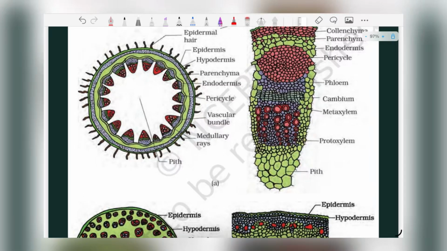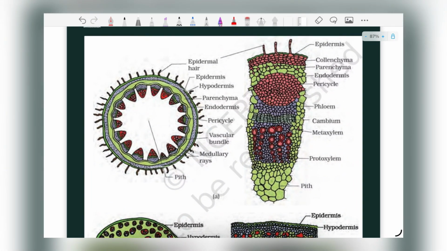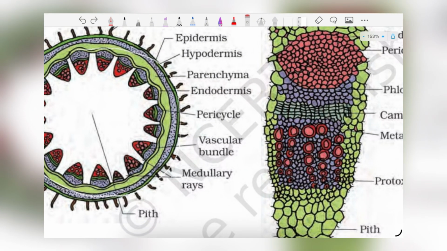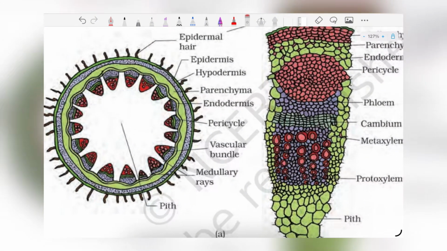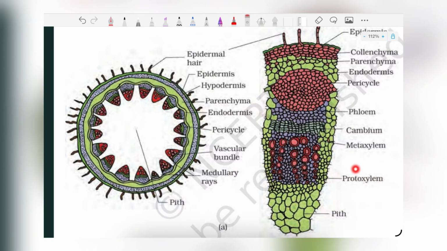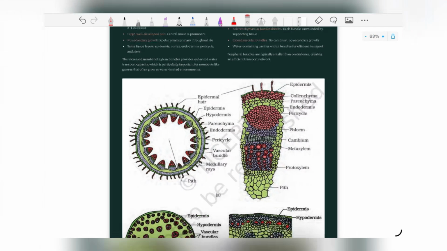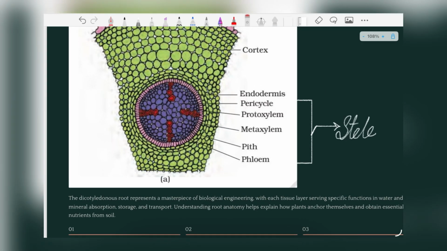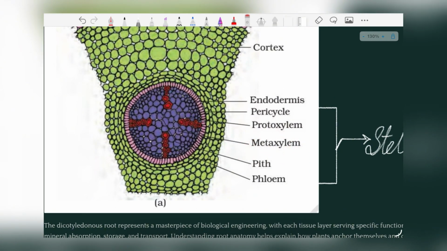Here is the diagram for dicot root. As you can see, it is forming a ring-like structure. Here is the protoxylem. Here is the metaxylem. Metaxylem is larger and protoxylem is smaller. Protoxylem is towards the inner side in stem and metaxylem is towards the outer side. But in roots, as you can see, the metaxylem is towards the inner side and protoxylem is towards the outer side.